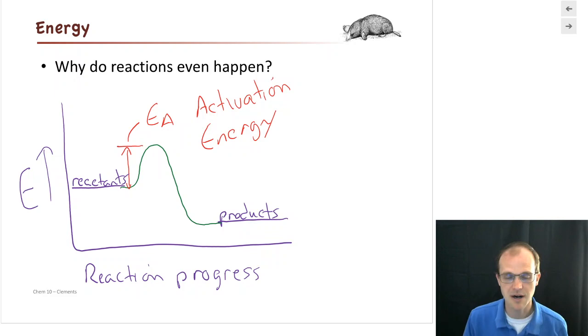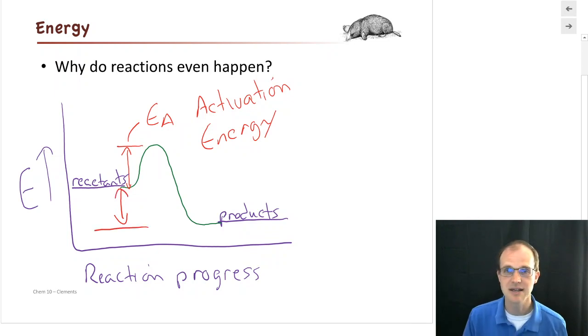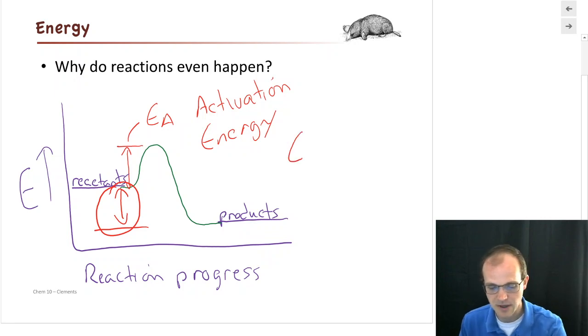So those are our most common types of reactions, where our products are lower in energy. This energy that we have in between the reactants and the products is how much energy the reaction gives off. So when we burn our methane, our natural gas, and oxygen, it gives off a lot of heat. And that heat comes from this part right here, the energy difference between the reactants and the products. These are what we call exothermic reactions.